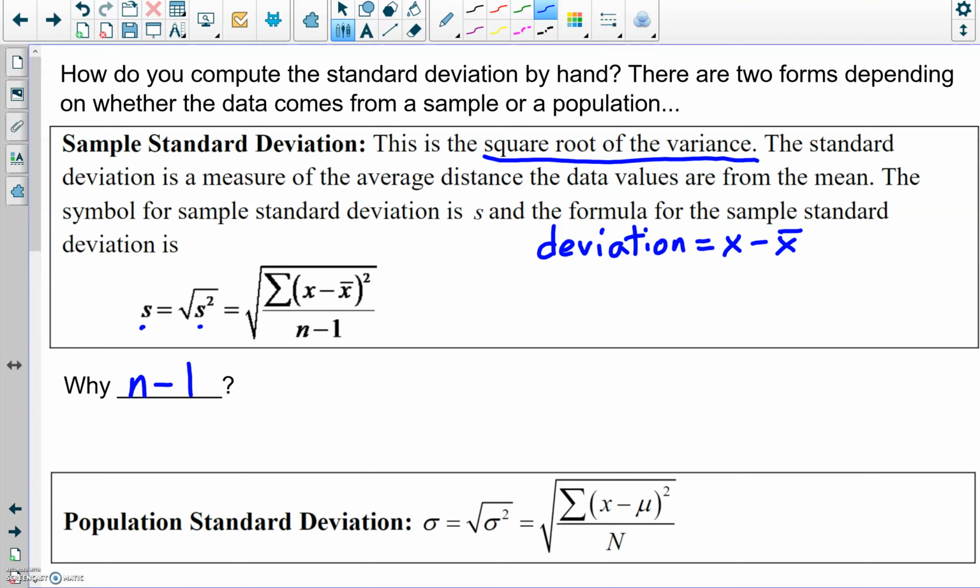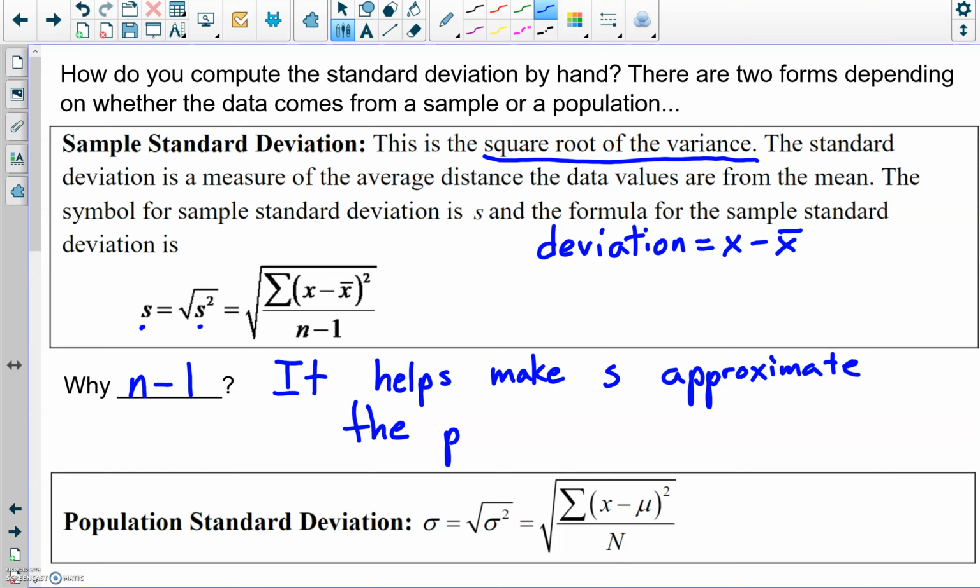So why the n minus 1? Why aren't they dividing by n, the little n? Technically they call this degrees of freedom. You won't see much of this in this class. You would see more of it in an intro stat class, and maybe even not so much then. You deal with it a lot more in higher level stats. But basically it helps make s approximate the population better. And that's your goal. You want the sample to approximate the population as best as possible. And when you include degrees of freedom in the statistical calculations, it helps approximate things better. So that's all that's really happening there.